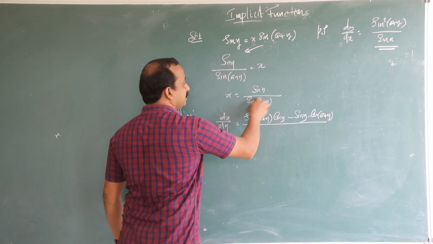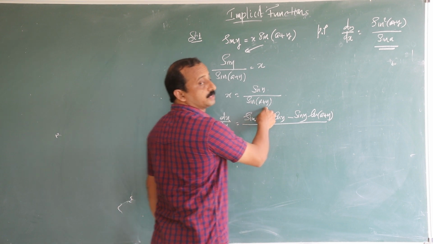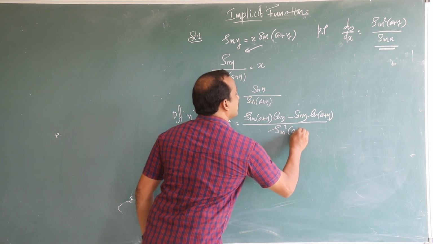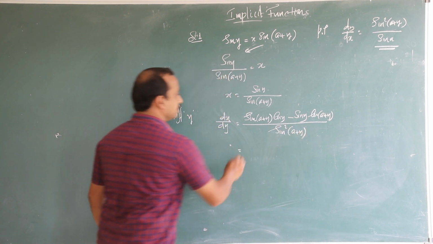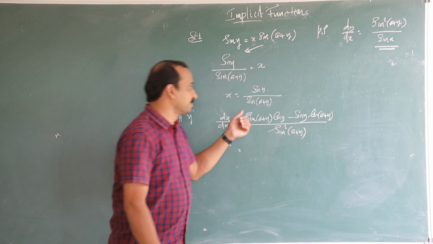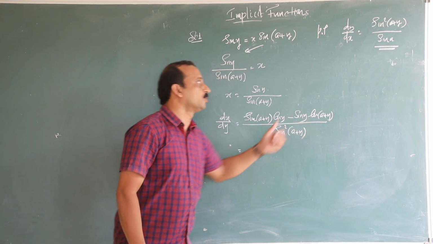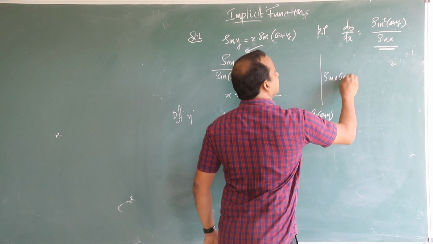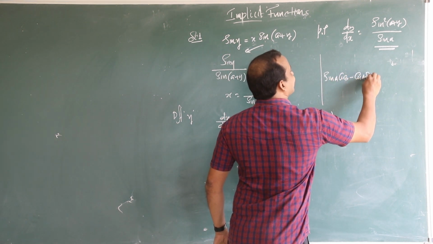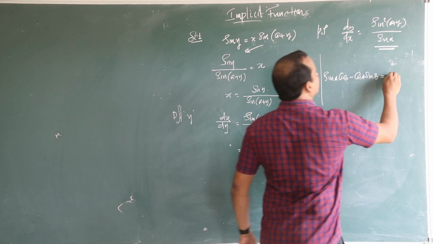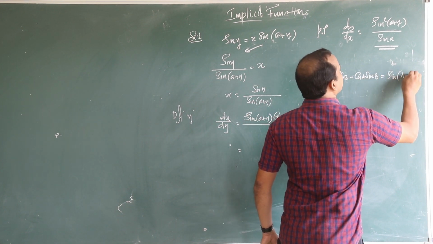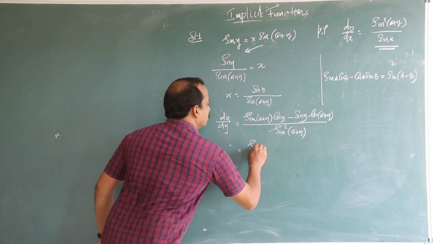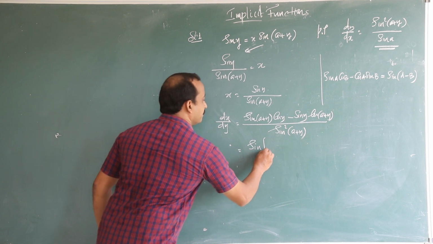Then using the function we get the answer 1, because the derivative is 0 and the derivative of y with respect to y is 1, divided by the denominator square, that is sin square of a plus y. And therefore the numerator is of the form sin a cos b minus cos a sin b. You know the result: sin a cos b minus cos a sin b is equal to sin of a minus b.